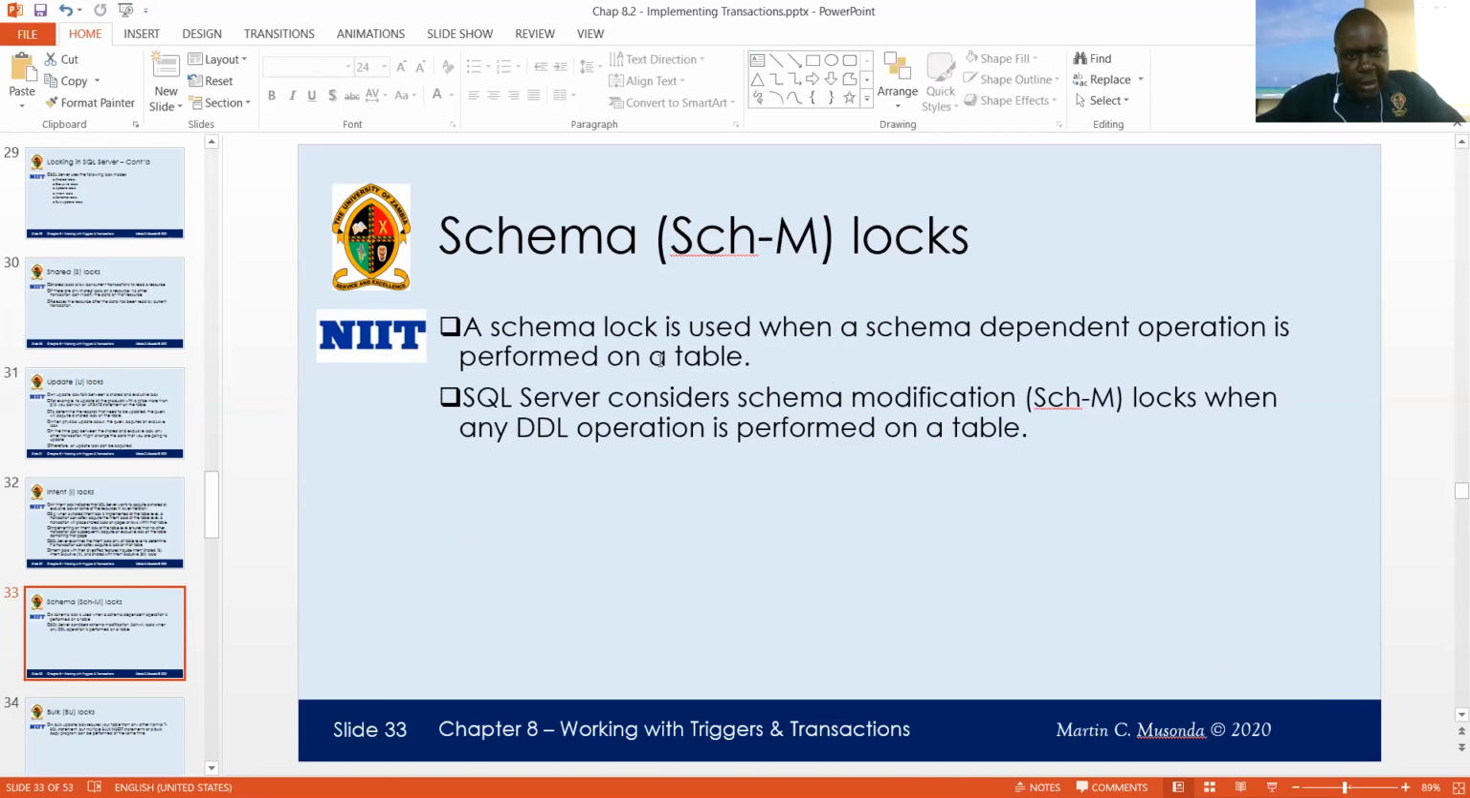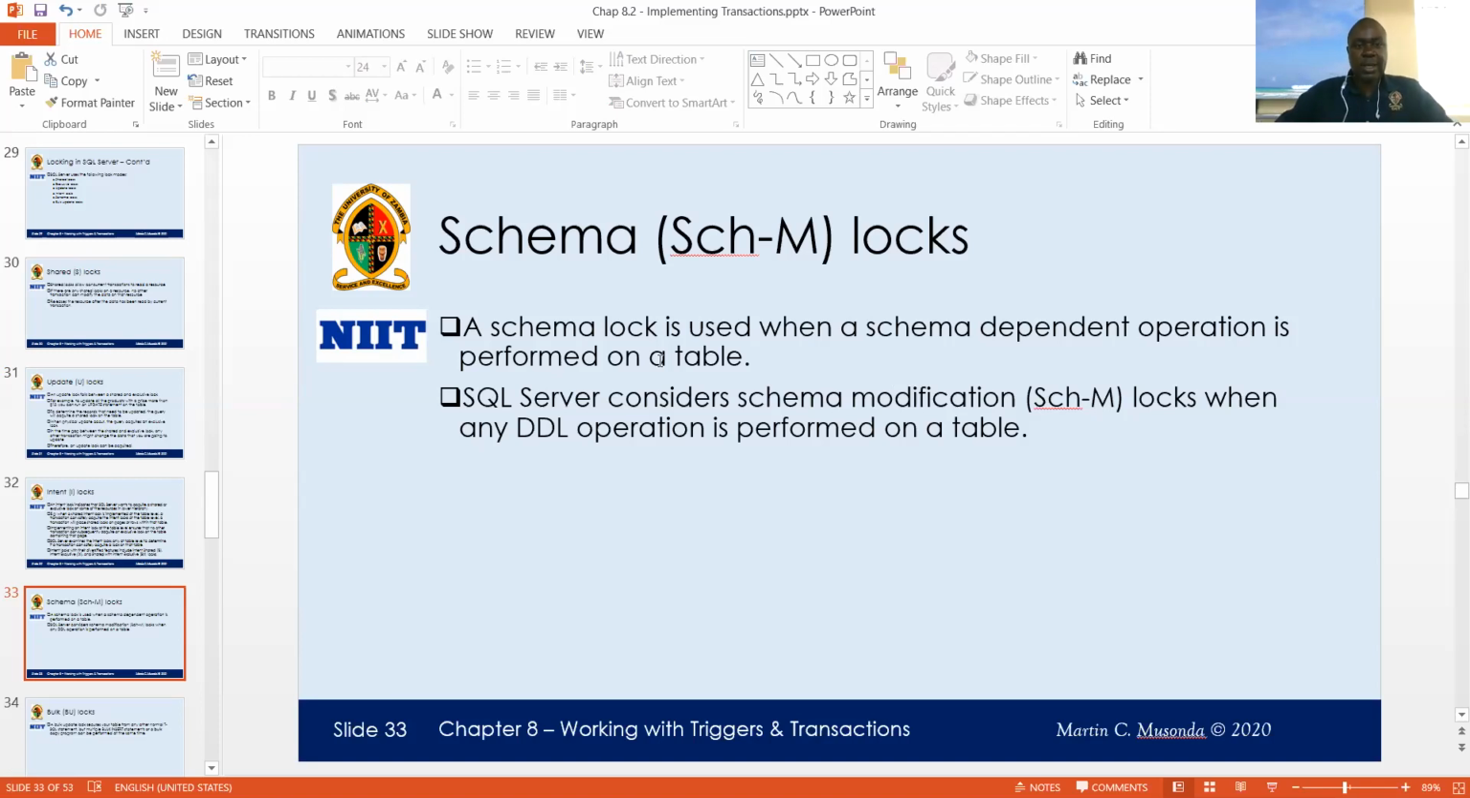Schema locks. A schema lock is used when a schema-dependent operation is performed on a table. What is a schema? We seem to come across this term quite often. What is a schema in the context of databases? How do you describe this schema? Yes? I think it is the infrastructure of the database. The infrastructure of the database.